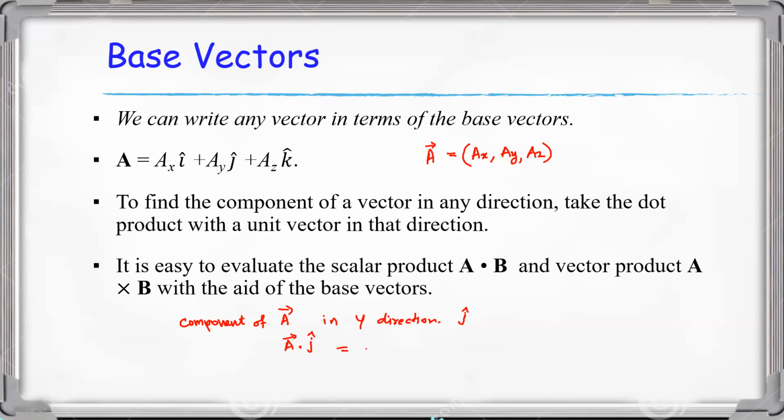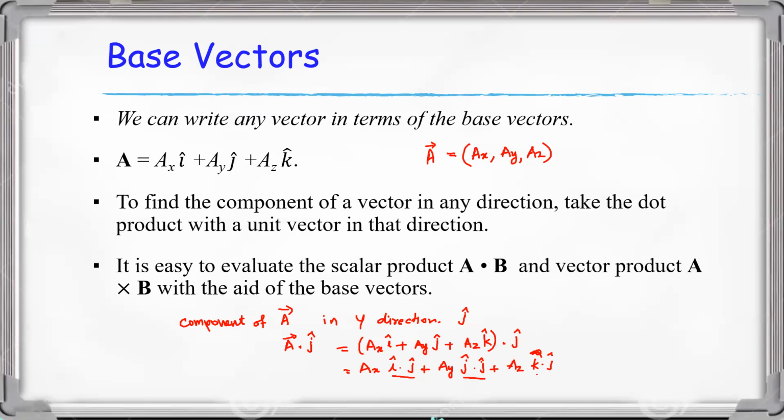Okay, then we know that vector A is equal to Axi plus Ayj plus Azk. The vector is dot producted with J. We take dot product with each term. Then the first term must be equal to Ax into I dot J plus Ay into J dot J plus Az into K dot J.